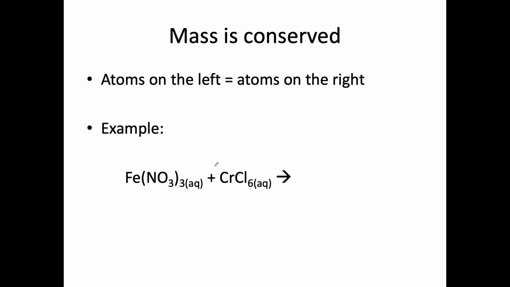Now, when we look at balancing reactions, mass is conserved. How we do that is, when we look at the reaction, atoms on the left equal atoms on the right. So this is a double displacement reaction. We know that iron and chromate are going to switch. So we're going to end up with iron, and the formula is going to be Fe. We know we have 3 anions here because there are 3 nitrates, so we need to have 3 chlorines.